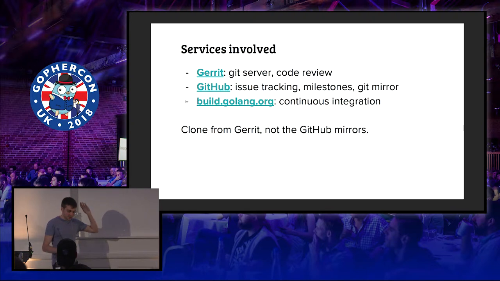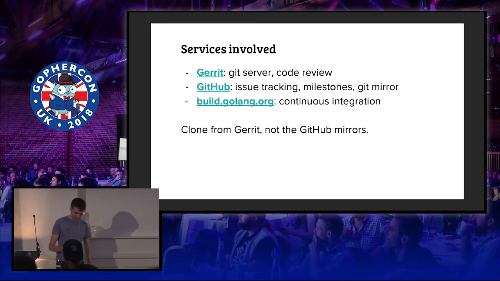And then lastly, there's build.golang.org, which is kind of like Travis or CircleCI and other systems like that. It basically just runs tests on a lot of environments and operating systems. But for the most part, you're not going to be interacting with build.golang.org. It's just interesting to know about.